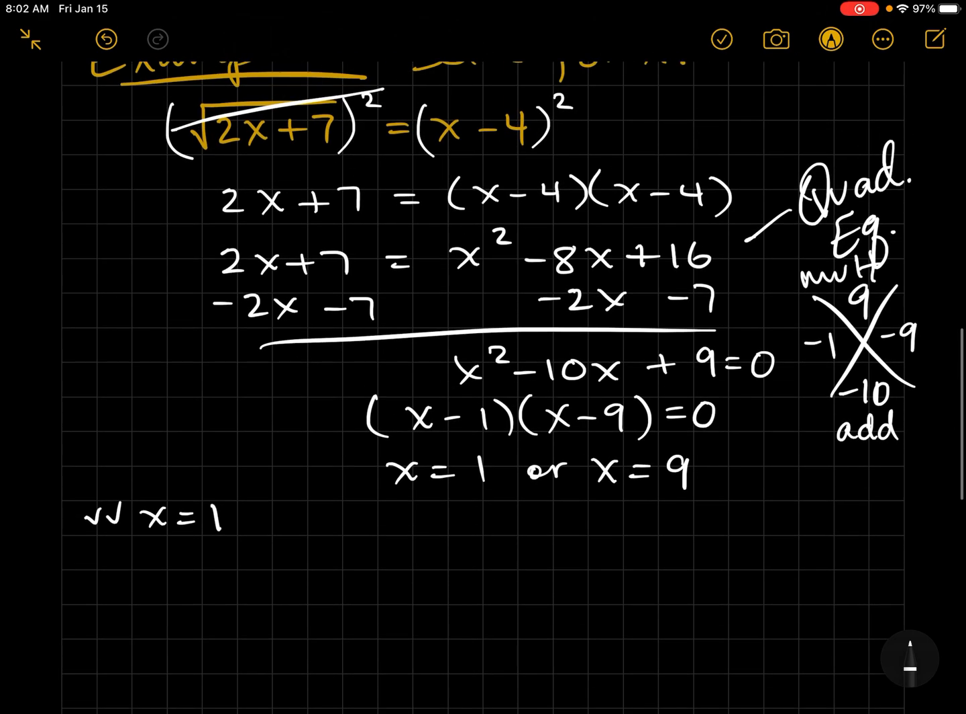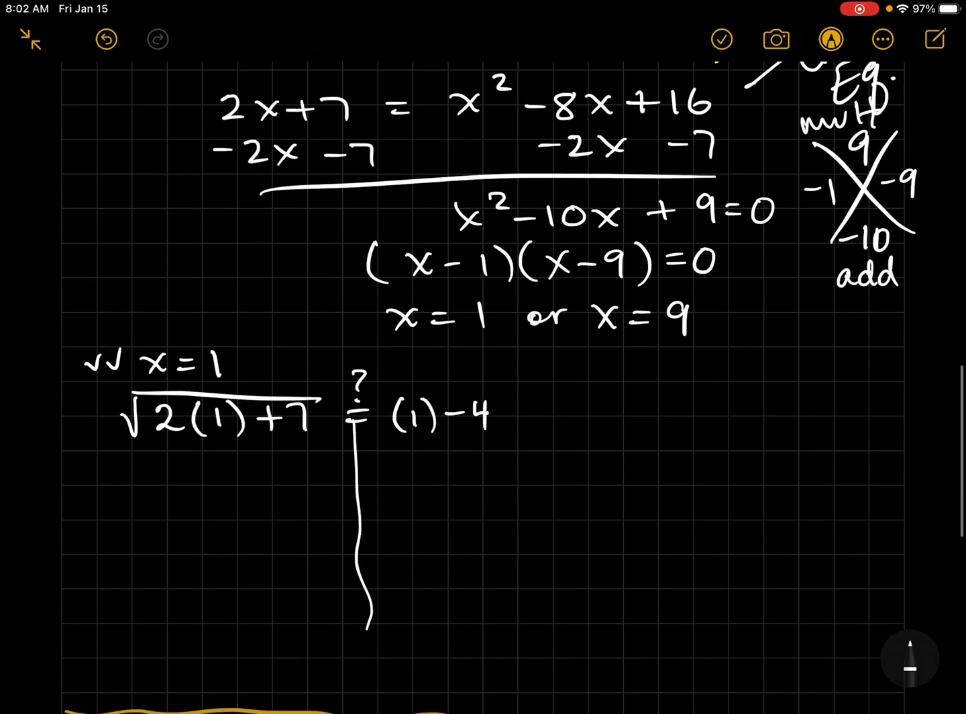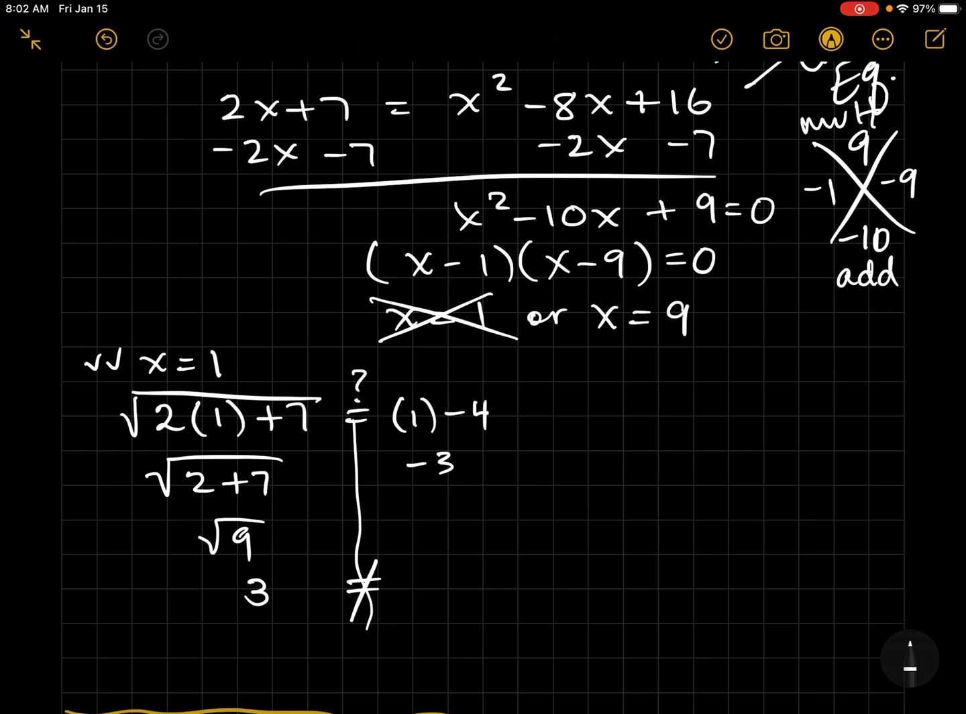We're going to plug 1 in to the original equation and see if it's equal. And we're plugging 1 in for all the x's. And again, don't cross. So the square root of 2 plus 7, that's radical 9, which is 3. This is negative 3. Uh-oh, that is not equal. So that means 1 is indeed extraneous.